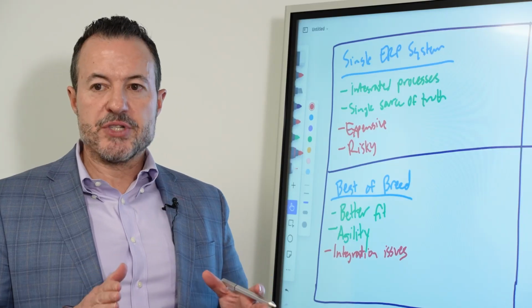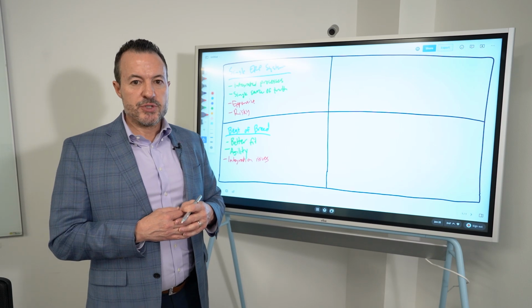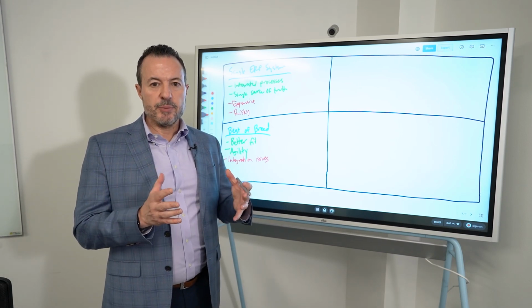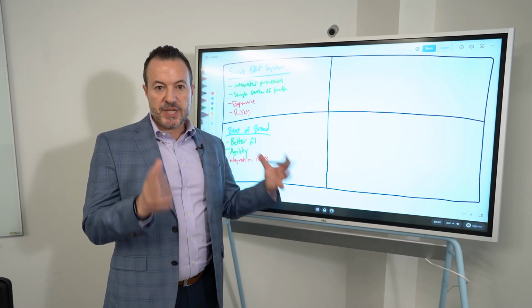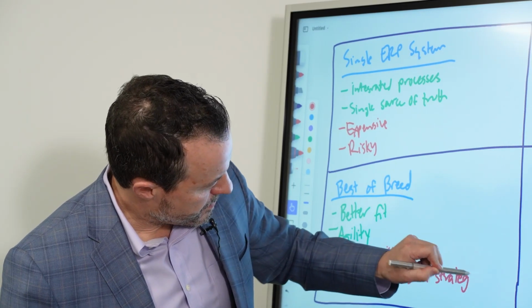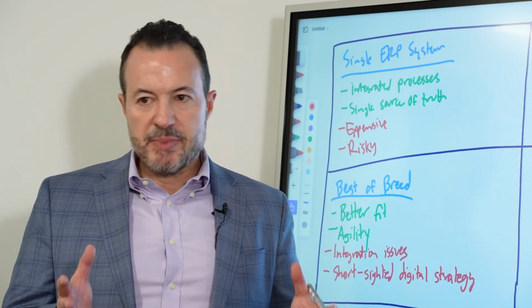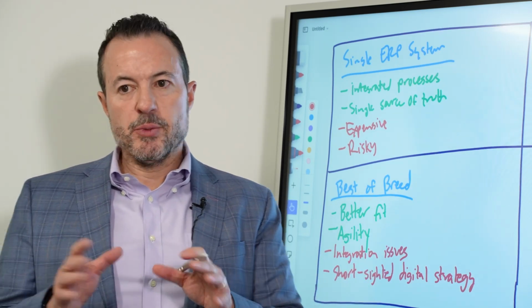And the other downside risk of best-of-breed solutions is that it oftentimes results in a lack of clarity around the bigger picture direction of your technology landscape. So I refer to this as a short-sighted digital strategy. It's not always a bad thing, but it can be. And let me explain what I mean by that.